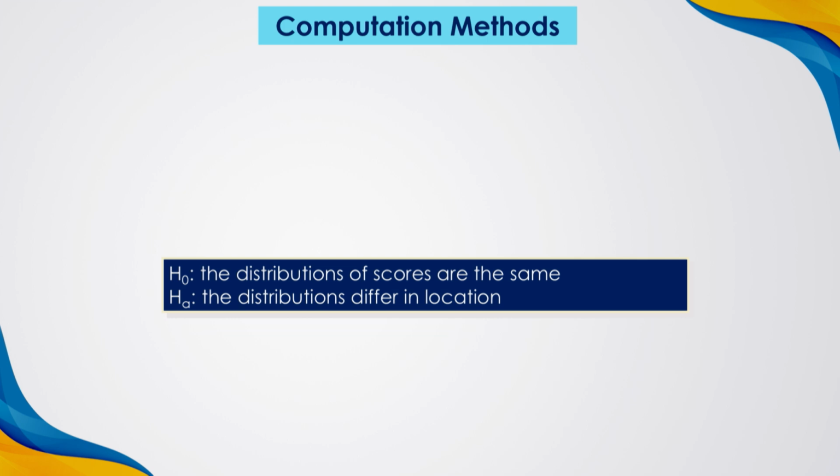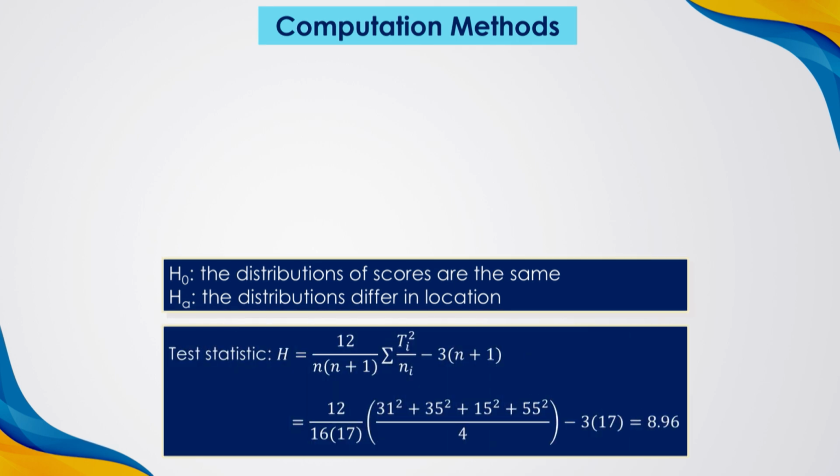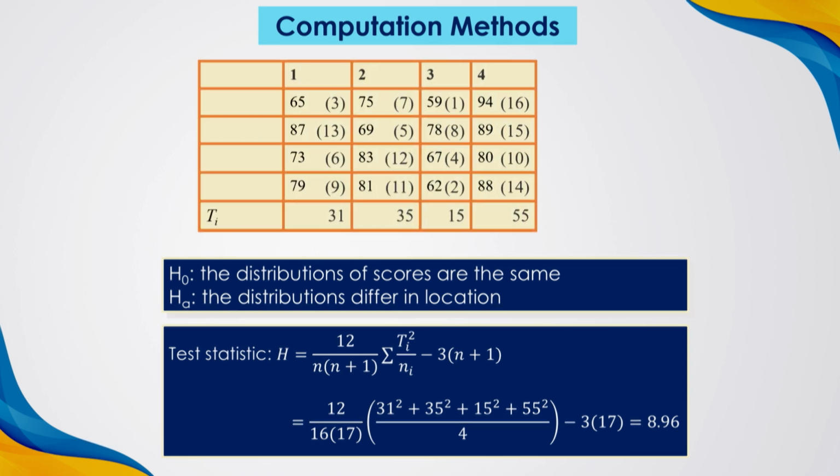The null hypothesis says that the distributions of scores are the same. The alternative says that the distributions differ. So, this is the test statistic formula we have just considered. If you see this data, in the total data the least observation will be the first rank, and the highest observation will be the greatest rank.